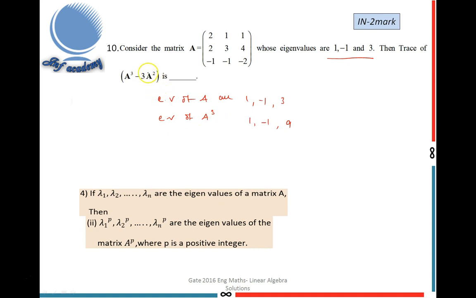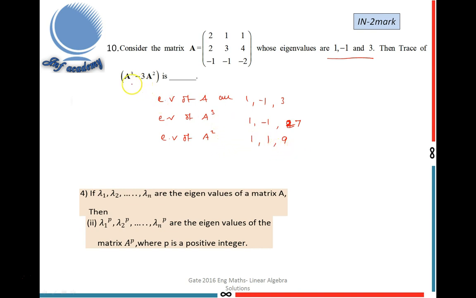And I have to find the eigenvalues of A square. Eigenvalues of A are 1, minus 1, 3. A square is 1 square, minus 1 square, 3 square. But here 3 cube is 27, I wrote it wrongly. So 1, minus 1, 27 are the eigenvalues of A cube, and 1, 1, 9 are the eigenvalues of A square.